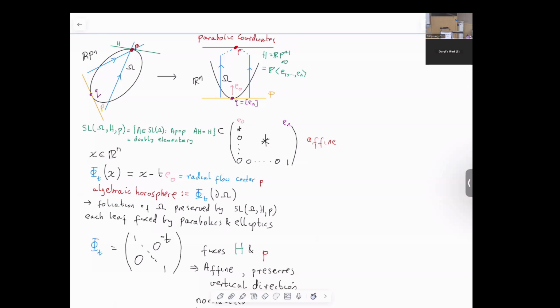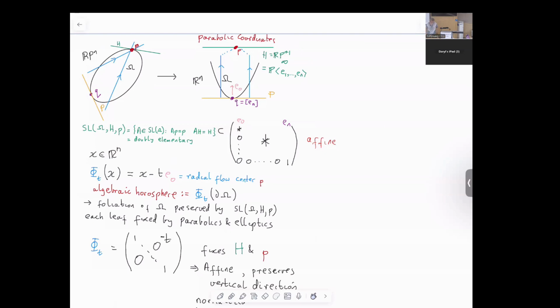There is a one-parameter group of transformations, which in this picture is vertical translation upwards. And this is something called the radial flow. And if I take the boundary of omega and move it upwards by the radial flow, I get some translated hypersurface. It's called an algebraic horosphere. And these algebraic horospheres foliate omega, and they are preserved by projective transformations in this group. In these coordinates, the radial flow is given by this matrix.